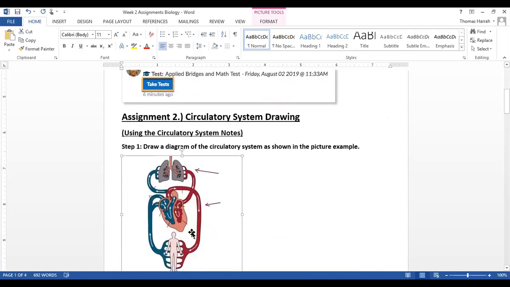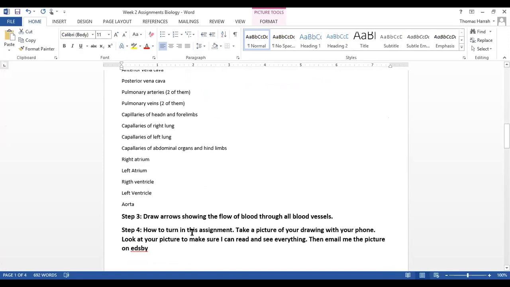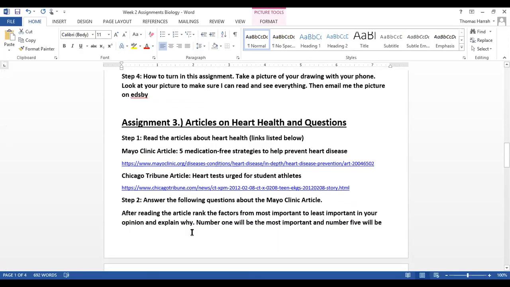So that's assignment 1, the circulatory system notes and the quiz. Assignment 2 is the circulatory system drawing. Assignment 3 is the articles on heart health and questions. So you're going to read 2 articles about heart health, and I have links below.